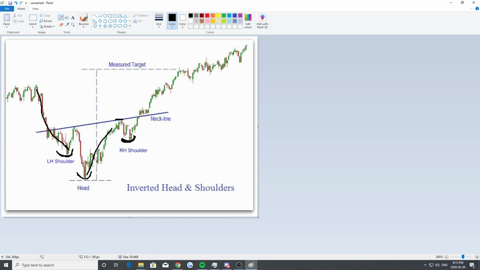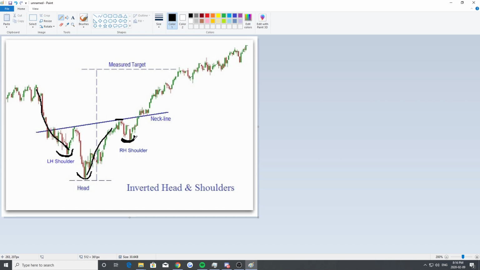And you always want to make sure that your right shoulder is above your head and also above your left shoulder. And making sure that it's above the left shoulder is really key because it just shows that the stock is a lot stronger at this moment than it was back here. So that really kind of shows you that there's a lot of strong buyers in this and they're not going to sell out quickly if the stock gets into trouble.